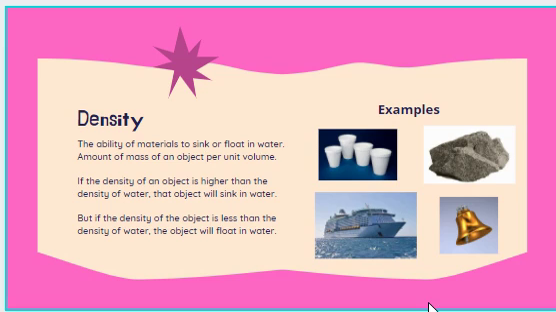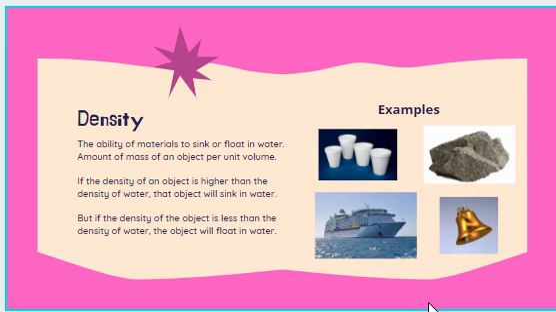The ability of materials to sink or float in water depends on their density. Density is the amount of mass of an object per unit volume. Water has a density of 1 gram per cubic centimeter. If the density of an object is higher than the density of water, that object will sink in water. But if the density of the object is less than the density of water, the object will float in water.